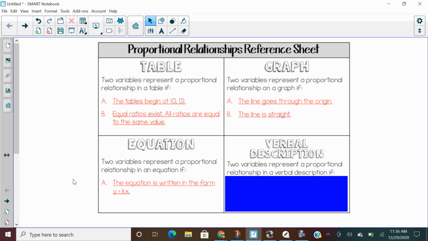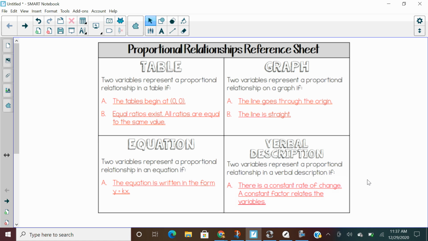Verbal description. Two variables represent a proportional relationship in a verbal description if there's a constant rate of change, a constant factor relates the variables, and also if it makes sense for it to be 0, 0. So like if you're buying something and it costs you $2 for every box of cereal, that's proportional because one box would be $2, two boxes would be $4, three boxes would be $6, and so on as you go up.